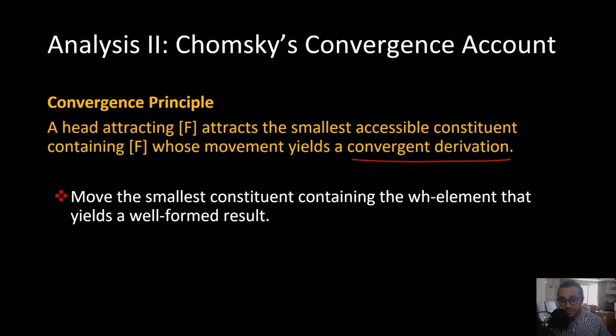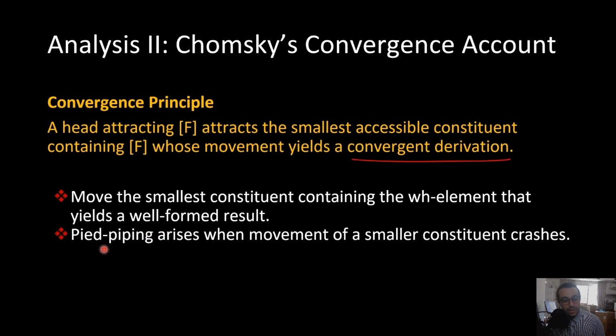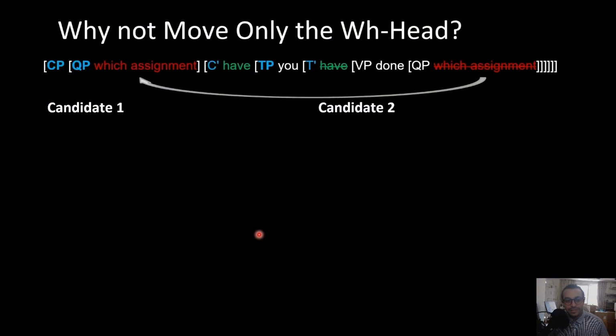Okay, let's look at examples for this. So the process would look like this. You will move the smallest constituent containing the WH element that yields a well-formed result, as I just explained. Pied piping arises when movement of a smaller constituent crashes. If I move the smallest one and the sentence is deemed ungrammatical, then the derivation crashes. I need to spread the feature if you want to use feature percolation terms, or I need to pied pipe the element that is next to it to land in the specifier position. All right, so let's look at this example here, and we'll look at two candidates. The first candidate is we don't pied pipe, we just move the WH word, and the second candidate is when we pied pipe, and why one would fail and the other one would succeed.